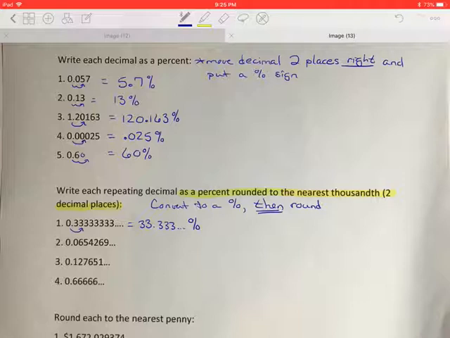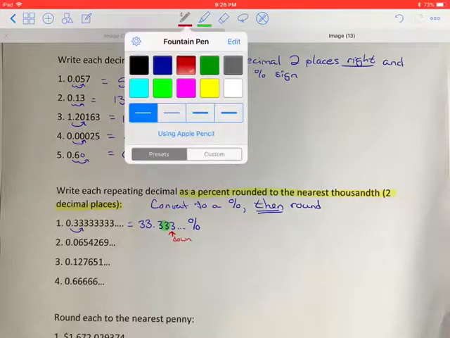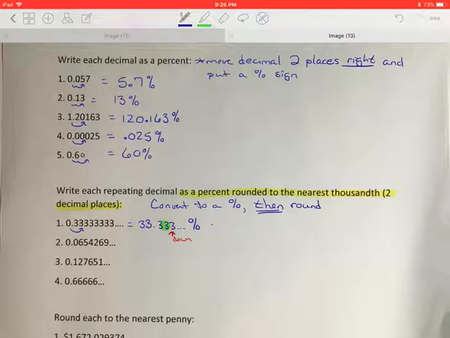All right, so now I want to go ahead and round this to 2 decimal places. So I look at my second place, and then I also look at the one right next to it, the 3rd place. This one tells me whether to round up or down. In this case, this 3 tells me to round down. So that's just going to be 33.33% when I round.